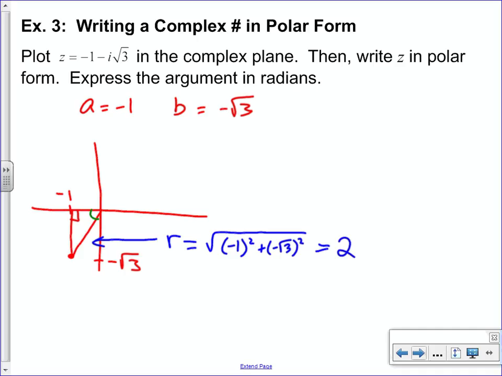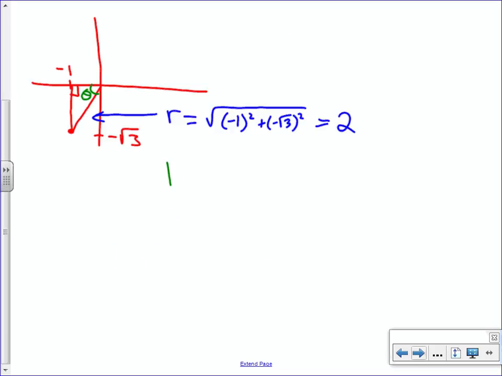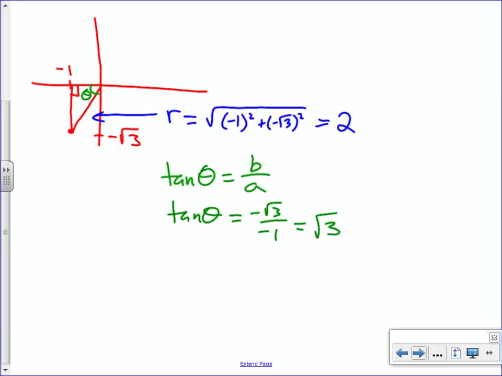Now we need theta, the argument. We know that tan of theta is equal to opposite over adjacent, so b over a. So tan theta is -√3 over -1, which is √3. And you use your handy dandy unit circle. Yeah, 4 pi over 3.